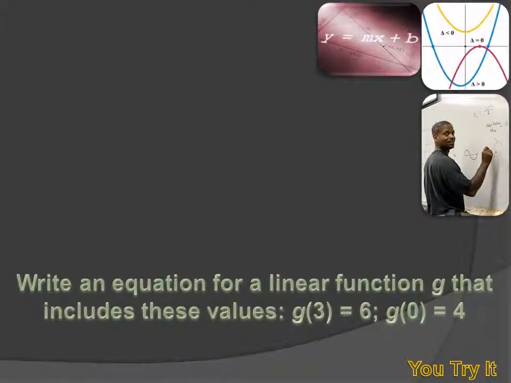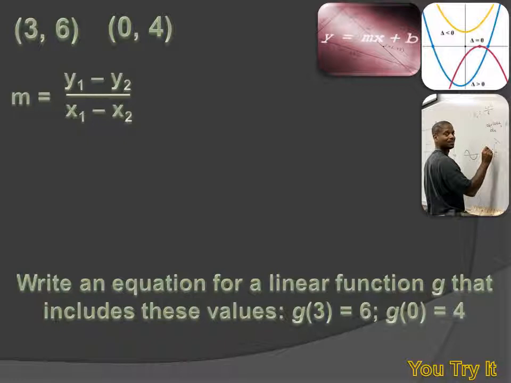All right. We know that the function g of 3 equals 6. That means that the point 3, 6 is on the line. And we know that the function g of 0 equals 4. So 0, 4 is on the line. Now we just need to calculate the slope. The difference in our y's divided by the difference in our x's. y1 minus y2 divided by x1 minus x2. Or 6 minus 4 divided by 3 minus 0.